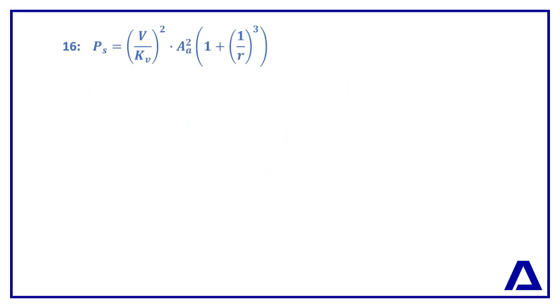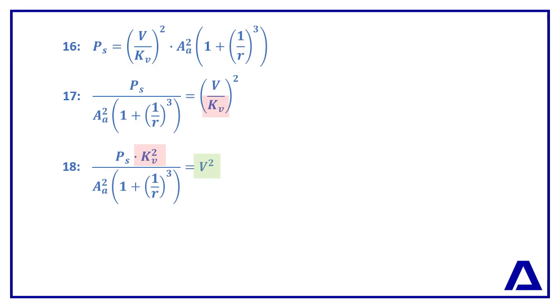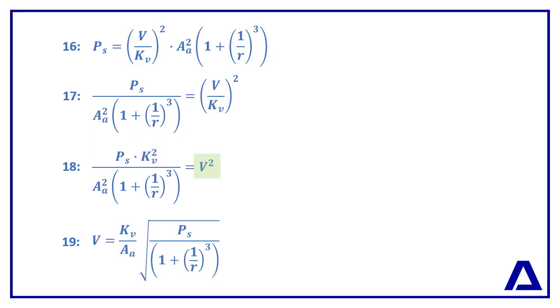Now we rearrange a bit, isolating V over KV squared, then move KV squared to the other side, so we are left with V squared. Taking the square root of V finally gives the equation for the velocity of the cylinder while extending. The formula is fairly straightforward. It has a valve constant, area A, supply pressure, and the ratio of piston areas.